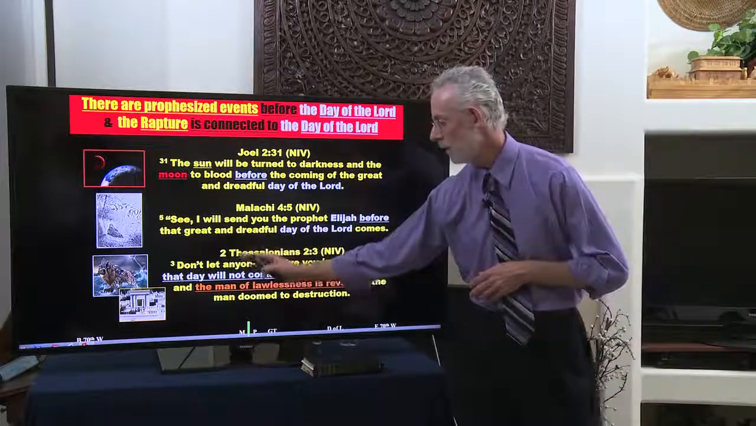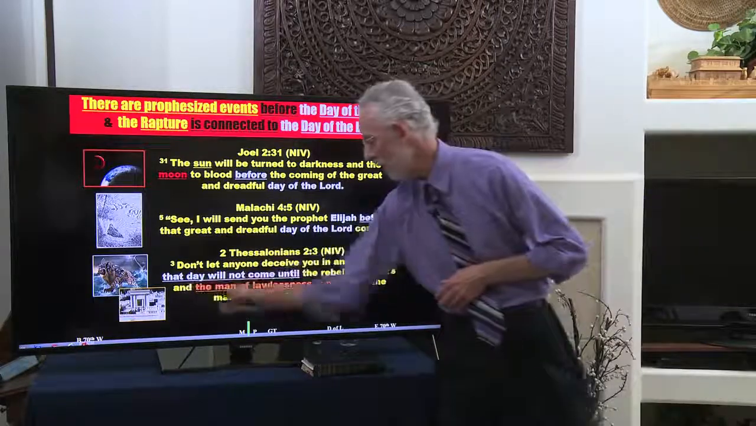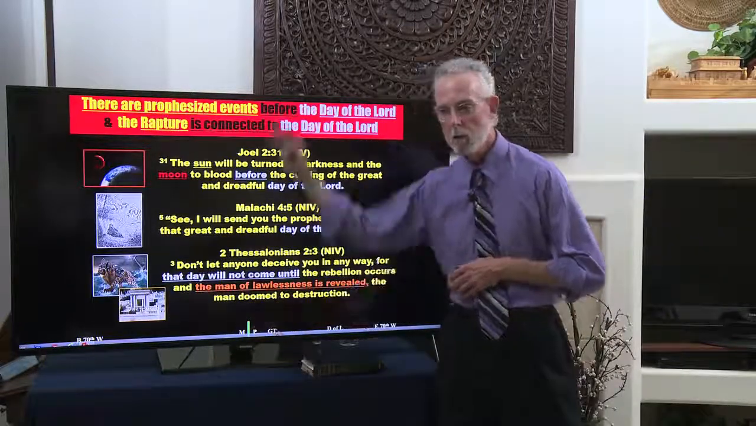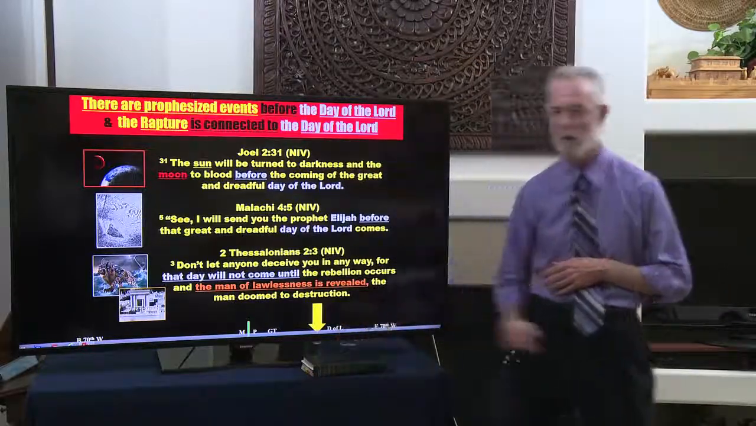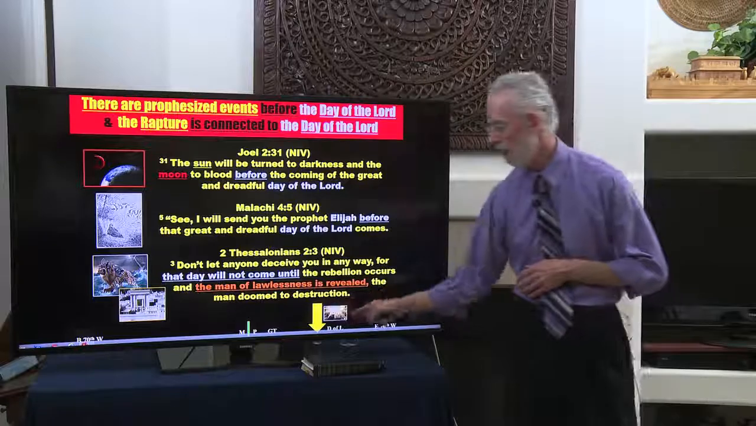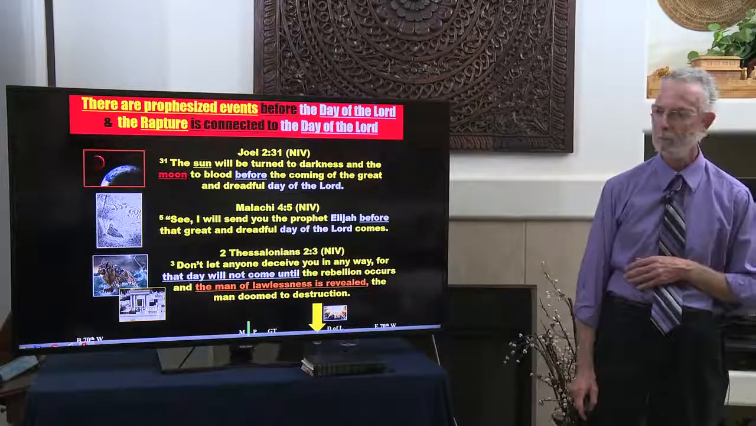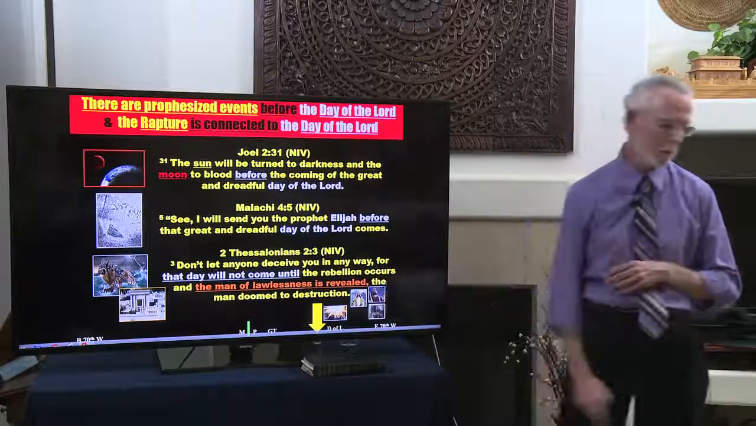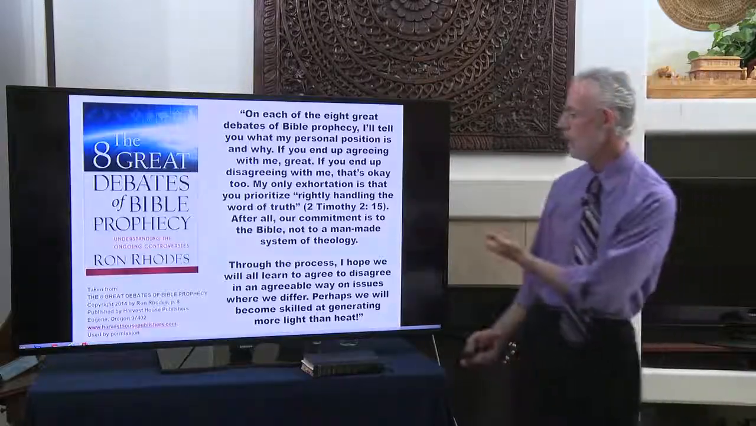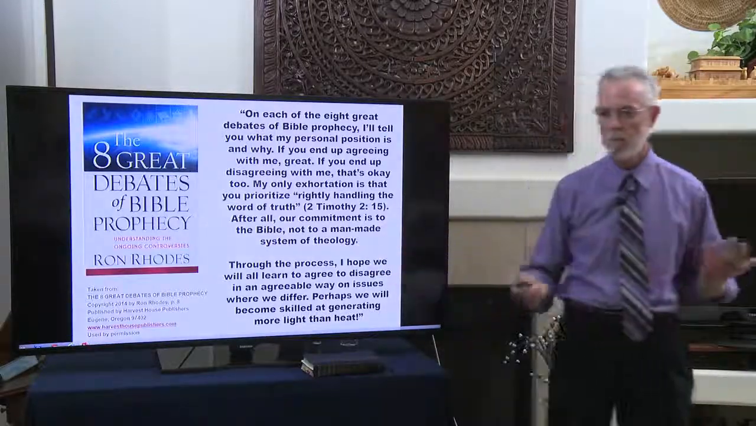And the Apostle Paul said that the day of the Lord can't happen until the Antichrist is revealed. So we do have some things that have to happen before the day of the Lord. All of these things have to happen before the day of the Lord. And we've seen that the day of the Lord is connected to the rapture. So there are some things that have to happen. And Jesus, John, and the Apostle Paul all told us that. So again, I look over here and I just see there's a lot of evidence for that.